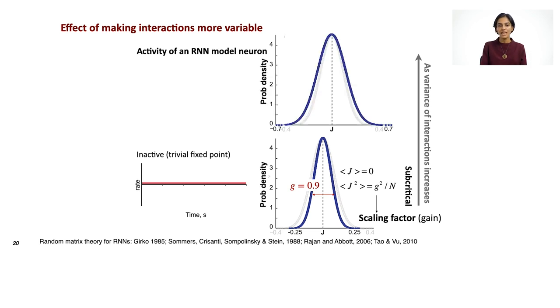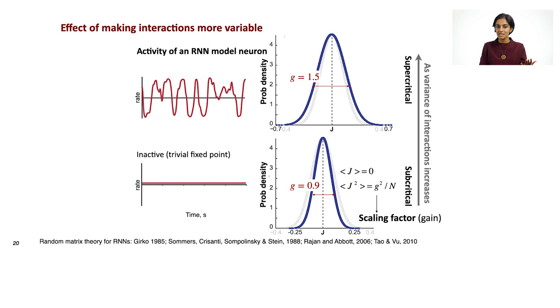Now, if I take the same network and take the interactions and make them more variable, or imagine a biological mechanism that took a few synapses over here and made them stronger, another few synapses over here and made them weaker, or in other words, make this entire distribution broader, in that case, the network becomes supercritical or becomes spontaneously active and exhibits rich and complex dynamics.